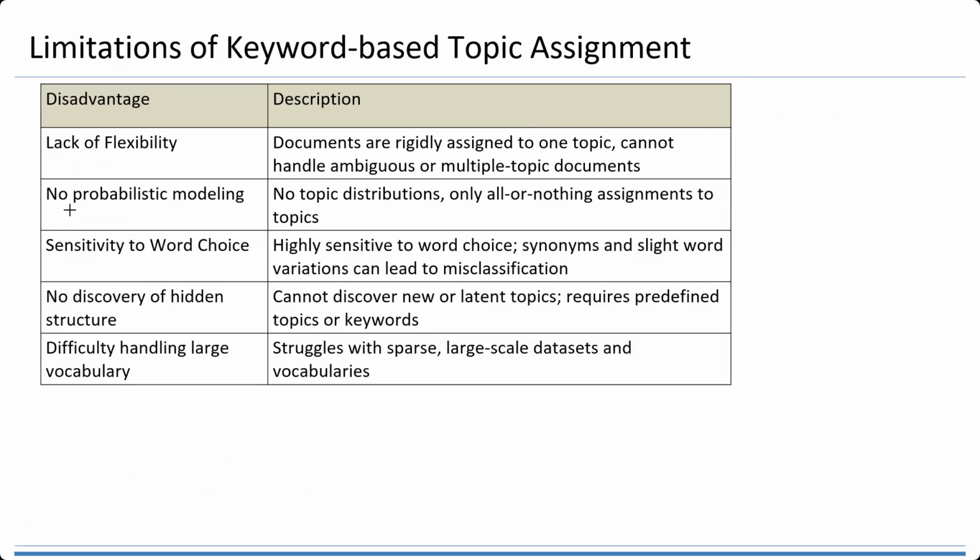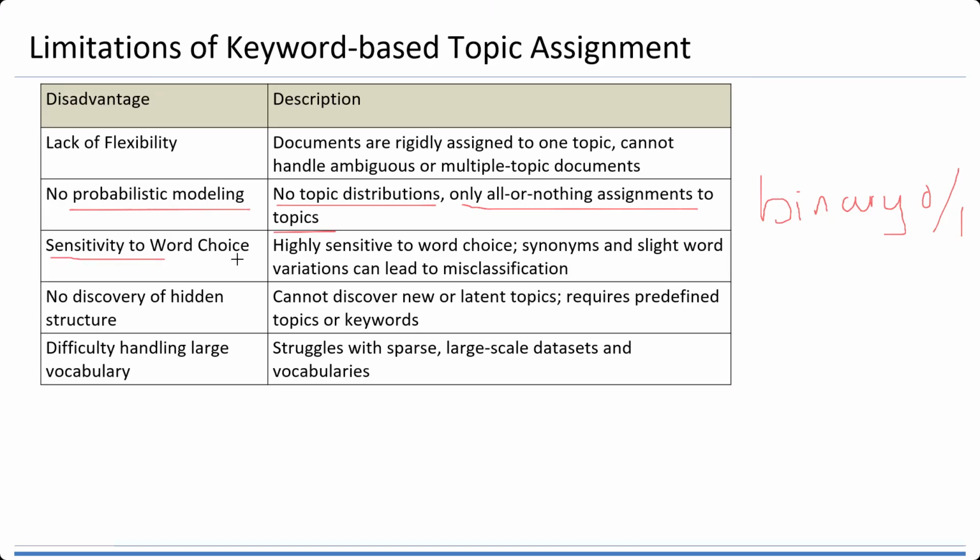And when we use only the frequency, it is not probabilistic. So there is no topic distribution, only all-or-nothing assignment to the topics. If you use binary, 0 or 1, then this is more challenging.